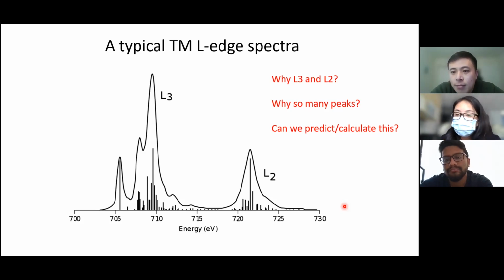Okay, thank you. So that means L1 will be more like K edge, those kind of. Right, the core hole, the 2s hole interaction with the valence electron will be smaller. I see. Thank you.